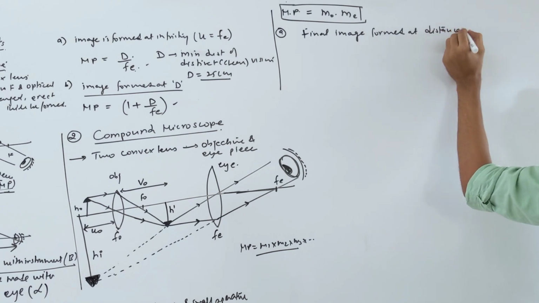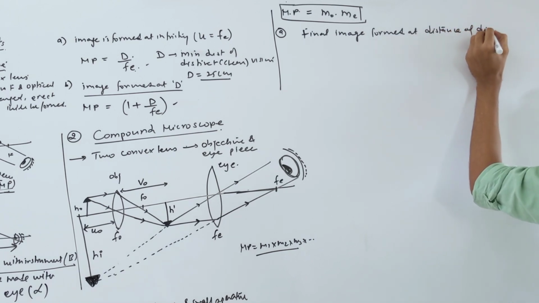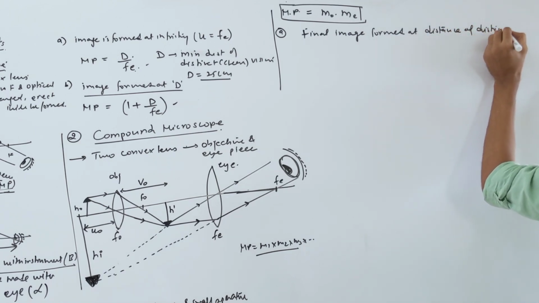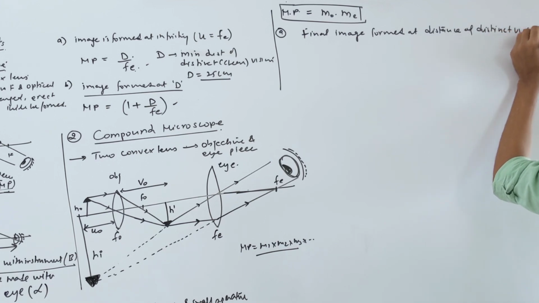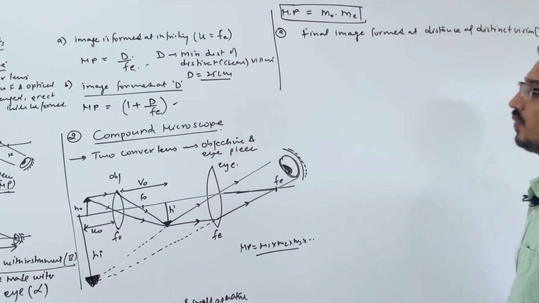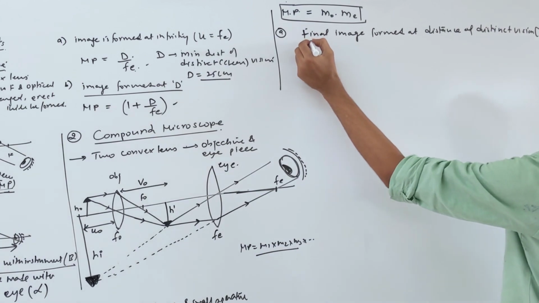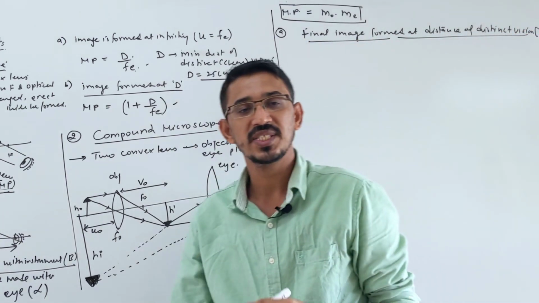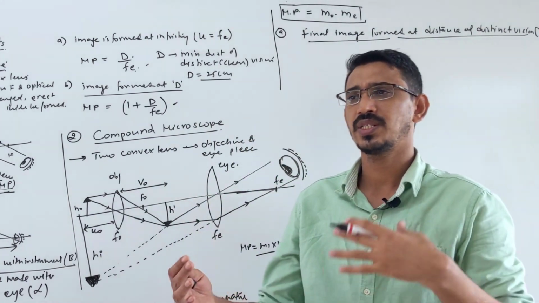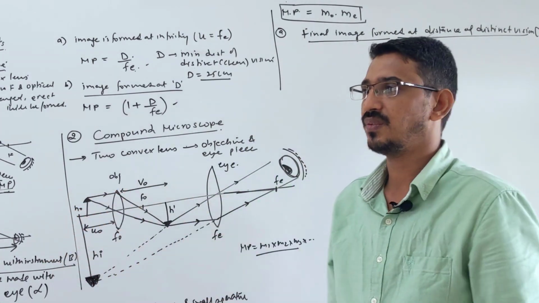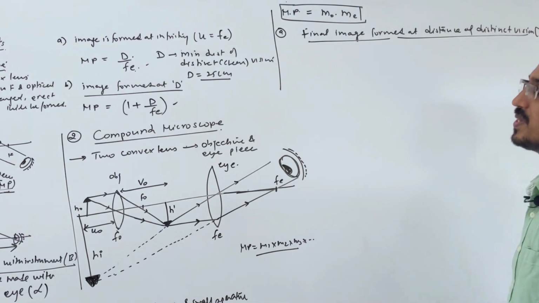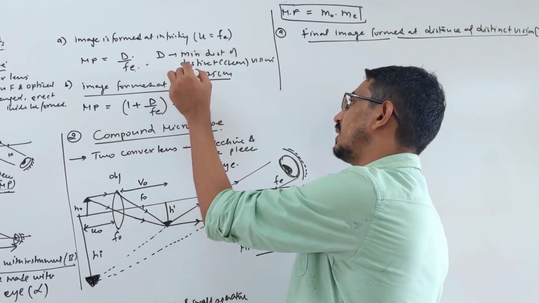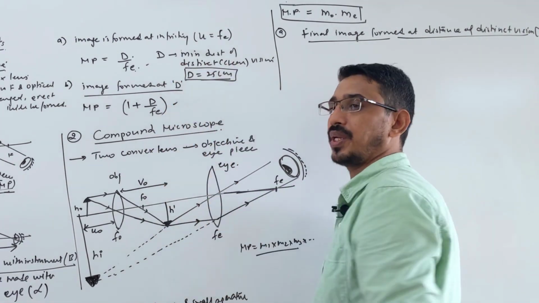Distance of distinct vision. It means at D your final image is formed. The final image is formed at what? The distance of your distinct vision, the least distance. Properly it is called the least or smallest distance after which we see clearly. That's what your D is given. Otherwise, I said it's 25 centimeter. You have to take that in calculations.